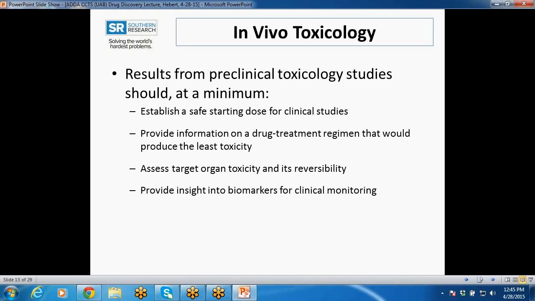And again, your in vivo testing should provide some insight into biomarkers, just things for you to look for in your clinical monitoring that may be early indicators of trouble, so that you don't have to wait till your patient is throwing up or complaining of abdominal pain or something. You may be able to pick up on biomarkers, enzyme levels in the blood that can give you some warning that something's going on.